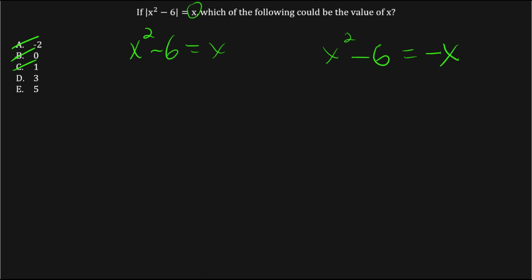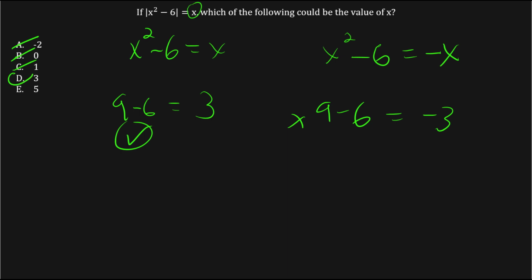So let's do, this one is possible, I think. 3 squared is 9, minus 6 equals 3. All right, so that one works. 3 squared, 9 minus 6 equals, and then negative 3. So this one doesn't work, but it could still be the value of x, right? So I'm likely gonna go with D, but let's just check E, just in case I'm wrong about that.